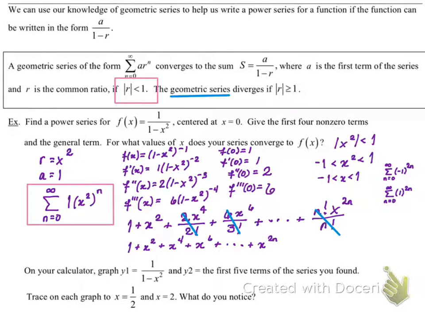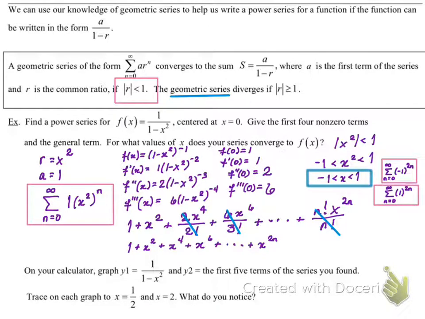When we check our endpoints, we see that this top one is just 1 plus 1 plus 1 plus 1. It does not converge. We look at the bottom one. It is again 1 plus 1 plus 1 plus 1. It also does not converge. So we can say that our interval of convergence is from negative 1 to 1, and we do not need to include the endpoints.